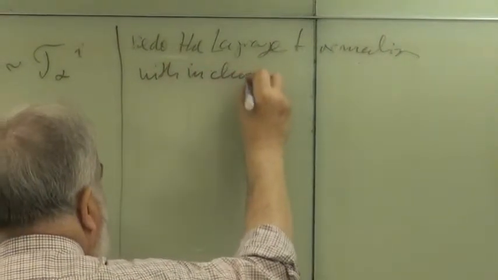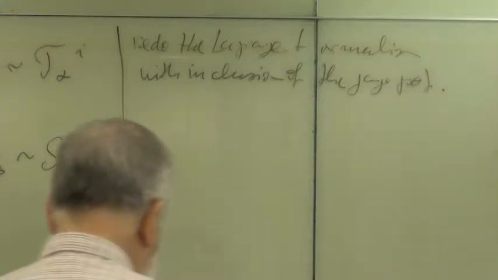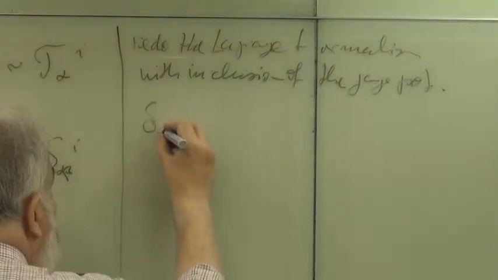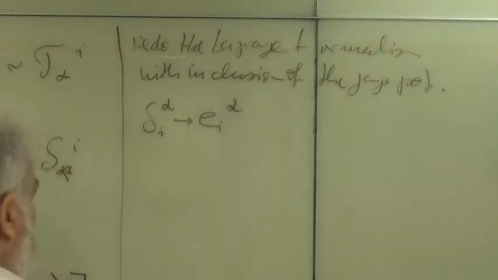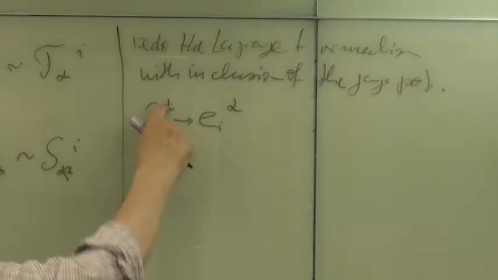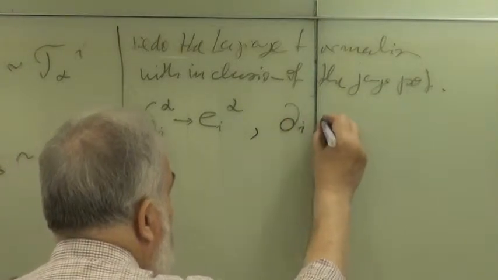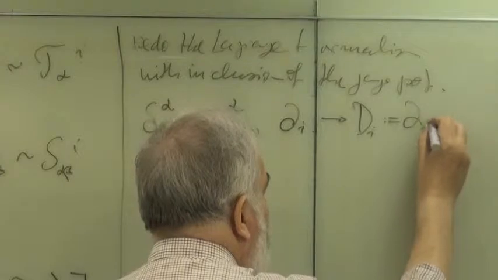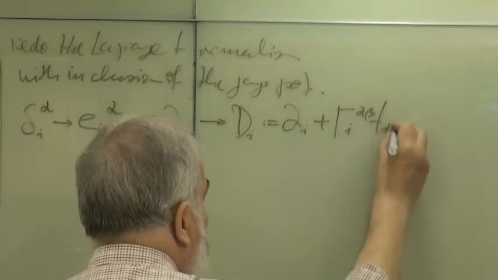With inclusion of the gauge potentials, wherever we have this, we prepared it already, this d I alpha, we have to substitute it by e I alpha, or if it's the other way around, in the case of the frame, just the indices interchange. And if we have the partial derivative I, we substitute by this covariant derivative I, which is by definition the partial plus, and now we have this new gauge potential, gamma I alpha beta times F alpha beta.